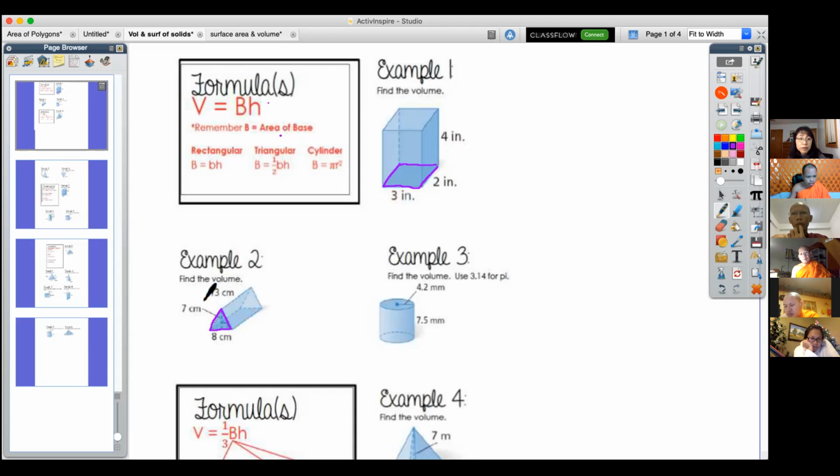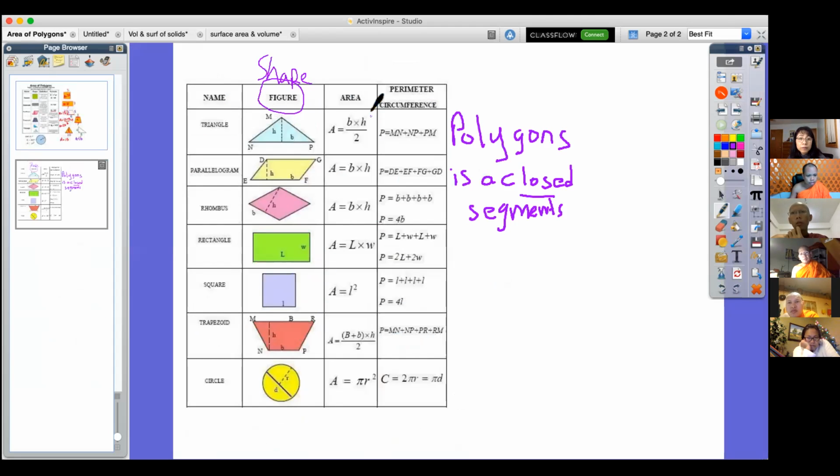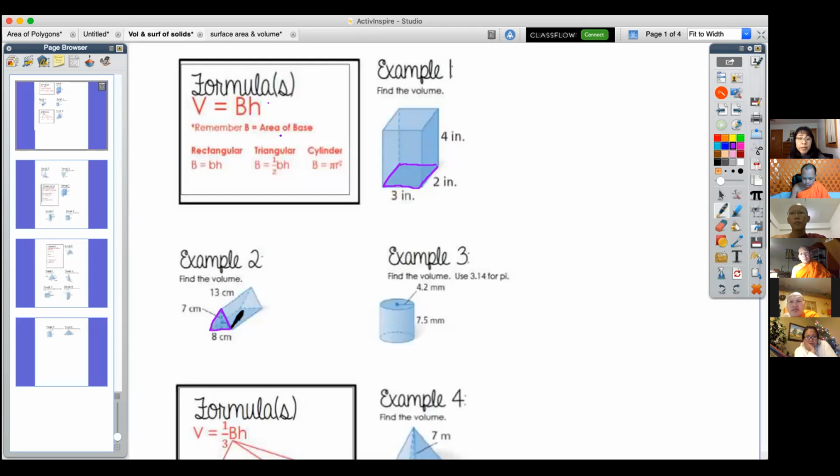Remember the formula for the triangle? How do you find the area for the triangle? Base times height divided by 2, correct? So what is 8 times 7 divided by 2? 8 times 7 is 56. 56 divided by 2 is 28. Okay, and multiply by the height, which is 13.